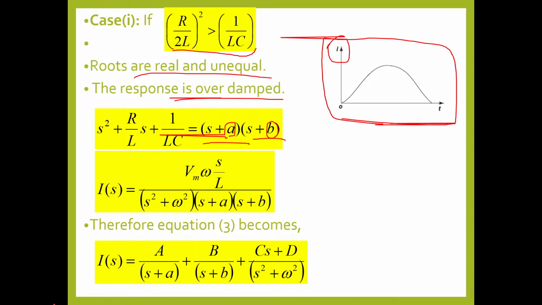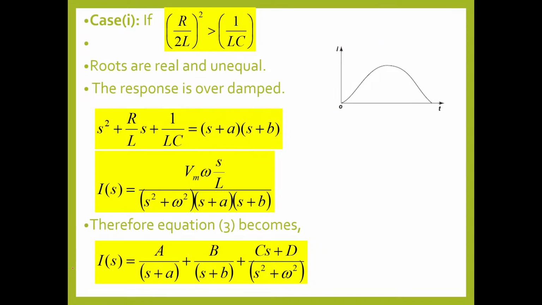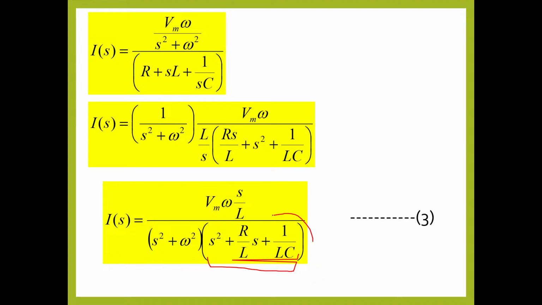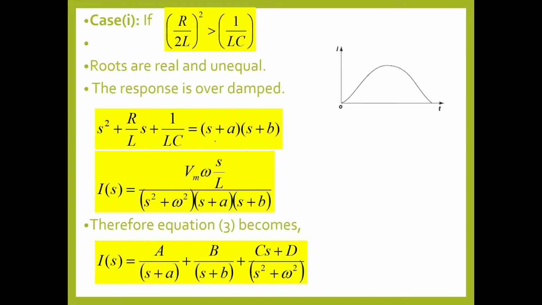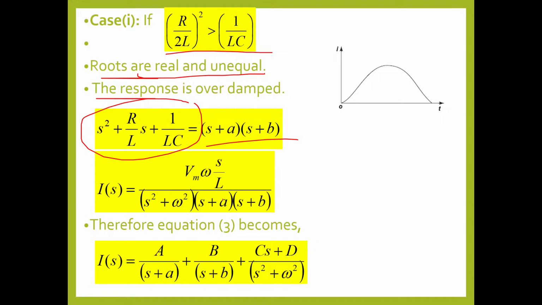So you can equate s² + (R/L)s + 1/LC with this. Based on the roots that you get for the condition considered, instead of writing this whole term, you replace it with these two terms and go for partial fractions. I of s is equal to A/(s+a) + B/(s+b) + (Cs+D)/(s²+ω²), as I have written.